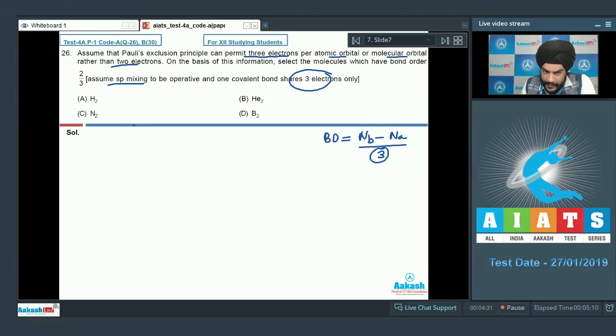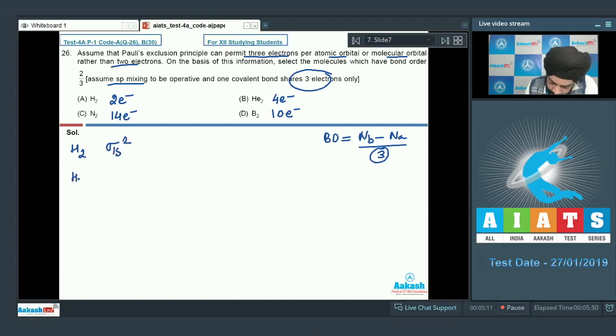Now if we talk about the species which are given to us, we have H2. So H2 has a total of 2 electrons. Next we have He2. He2 is going to have 4 electrons. Next we have N2. N2 is going to have 14 electrons. And we have B2 finally. So B2 is going to have 10 electrons. We can probably write the molecular orbital configuration for each of them. So we have H2. So we'll have sigma 1s2.